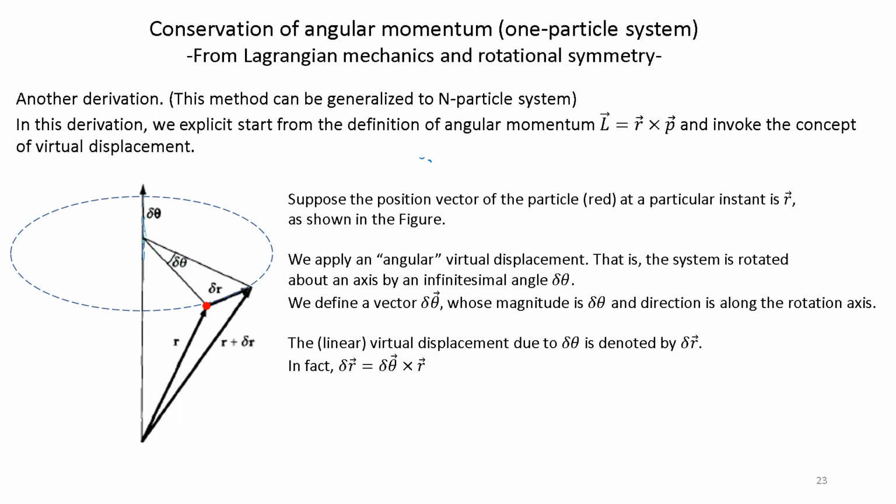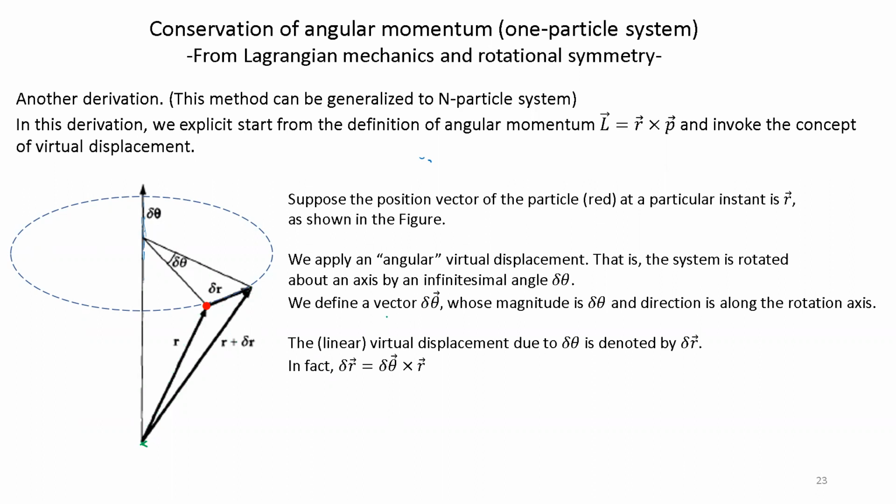This arrow here, R, is the original position vector of this particle. I assume that this is the origin of my coordinate. After the angular displacement, this is the new position vector of the particle, which I call R plus delta R.